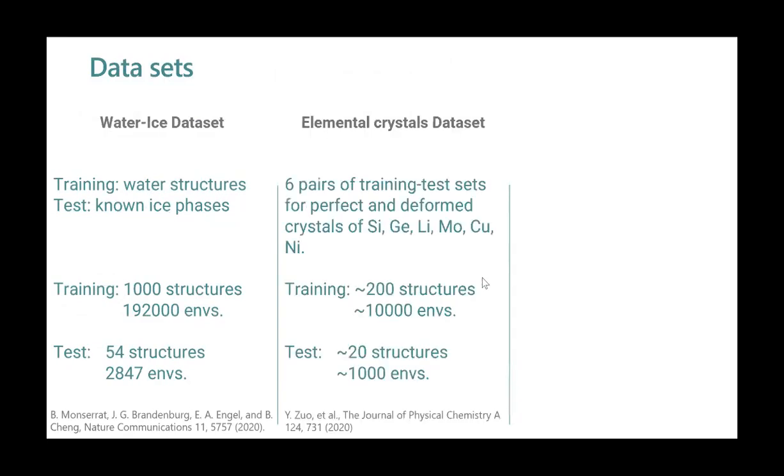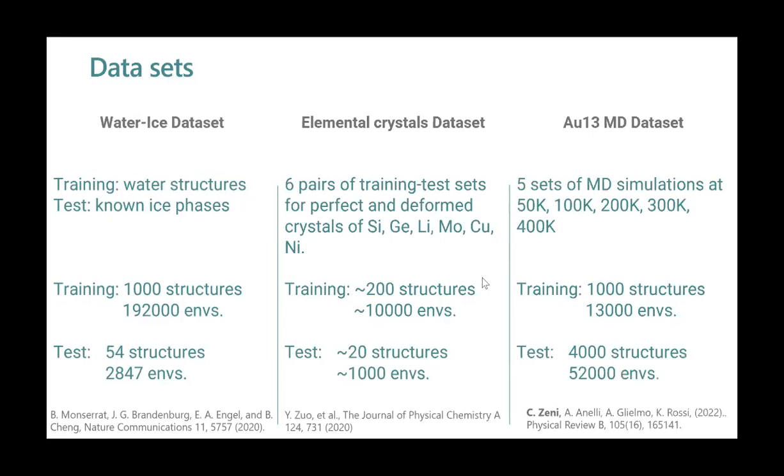Another one is the polar opposite, let's say. It's the Zhu et al. data set where you have 6 pairs of training and test sets, and these are perfect and deformed crystals randomly split. So in theory, this should be a homogeneous data set. And finally, we looked at the custom-made gold-13 nanoparticle data set, where we have 5 sets of MD simulations at different temperatures for this tiny nanoparticle.